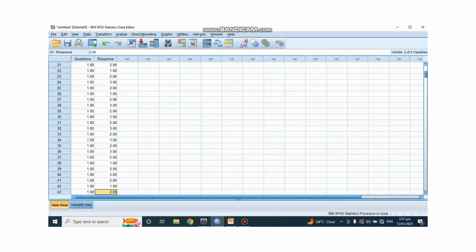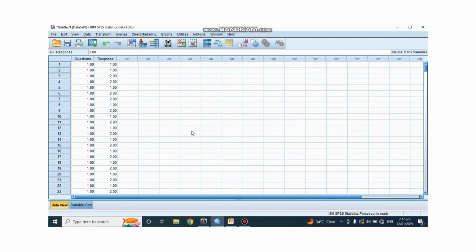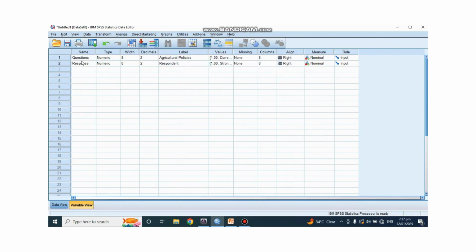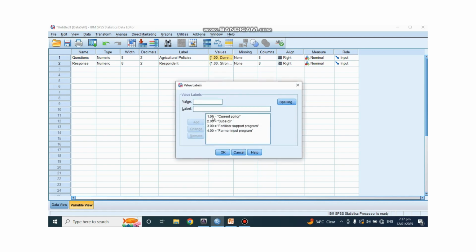So here we are in SPSS. In SPSS, we are going to go to our variable view. I have coded the necessary information here. So under questions for agricultural policy, we have the following values. 1 is for current policy, 2 is for subsidy, 3 is for fertilizer support program, and 4 is for farmer input program. So we want to see whether, using these 4 questions, agricultural policy has a significant effect or impact on the market price of maize.